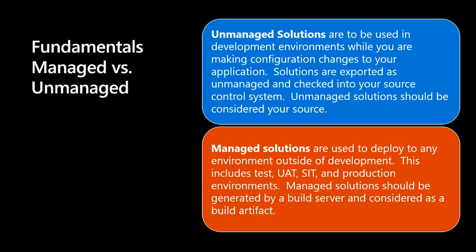One of the first things you're going to want to understand about solutions is what we mean by managed and unmanaged solution types. Unmanaged solutions are to be used in the development environment while you are making configuration changes to your application. Solutions are exported as unmanaged and checked into your source control system. Unmanaged solutions should be considered your source. Managed solutions are used to deploy to any environment outside of development. This includes test, UAT, SIT, and production environments. Managed solutions should be generated by a build server and considered as a build artifact.